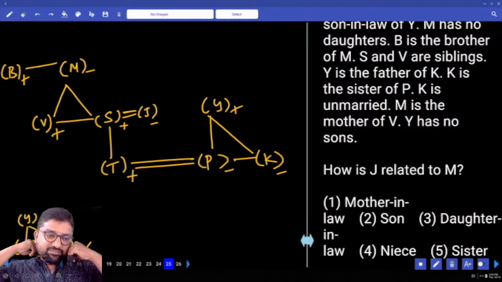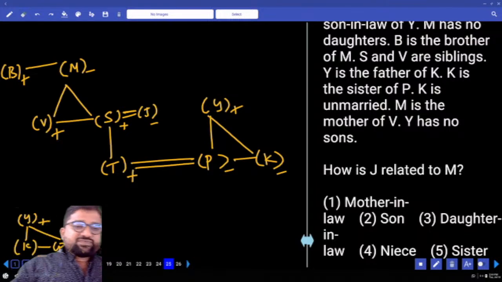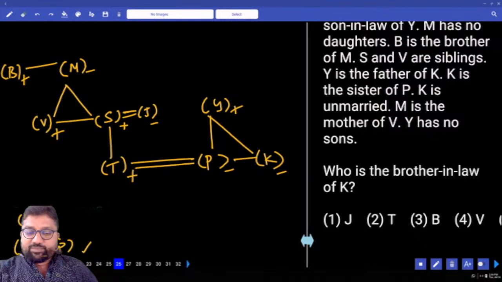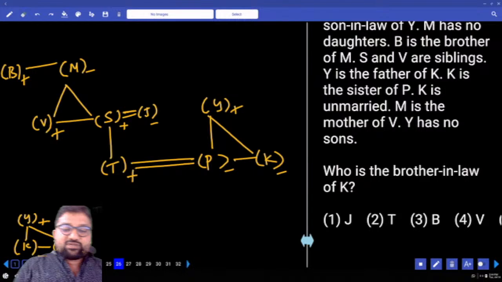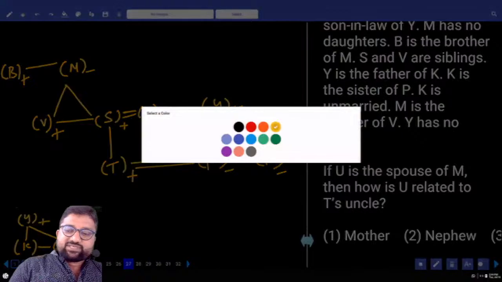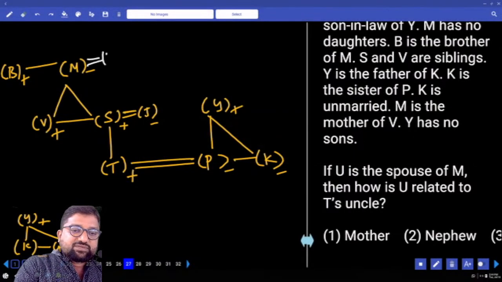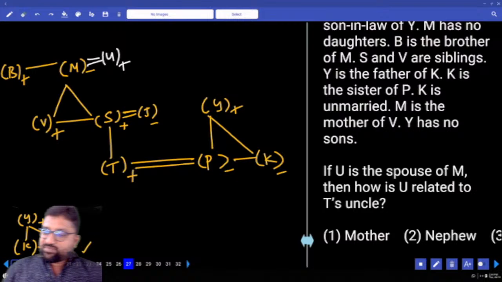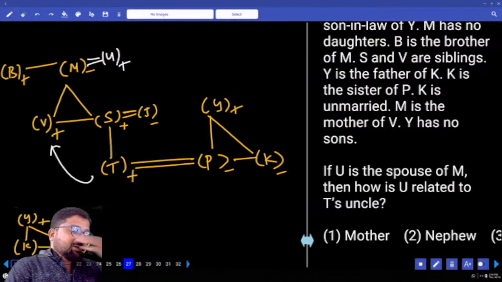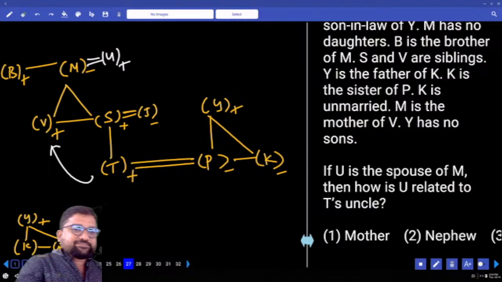How is J related to M? Daughter-in-law. M's son's wife. Who is the brother-in-law of K? T. 27. If U is the spouse of M, condition based, applicable only for this question, then how is U related to T's uncle? Who is T's uncle? V. How is U related to V? Father. Done?